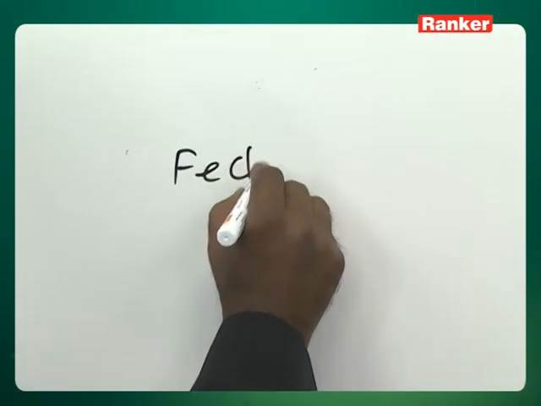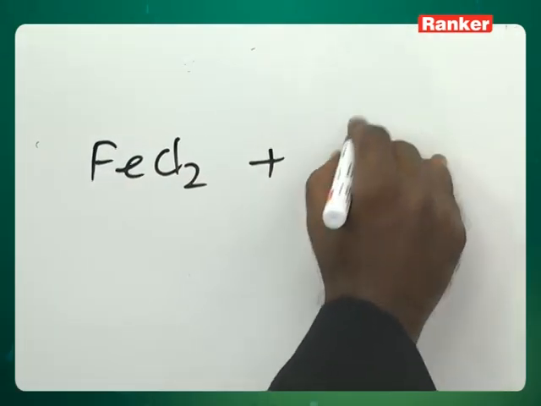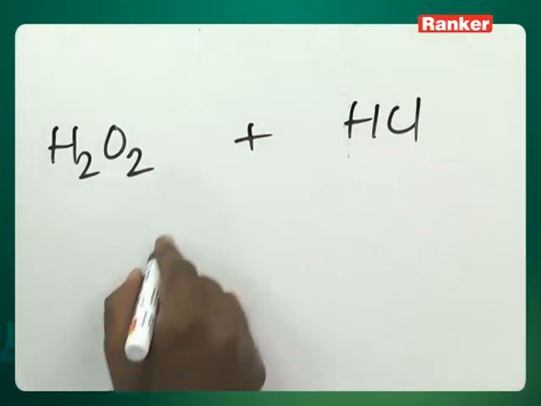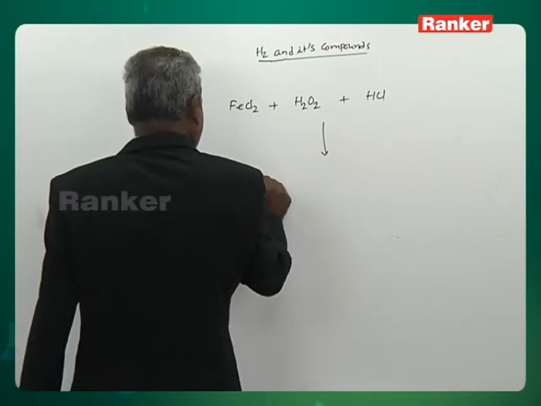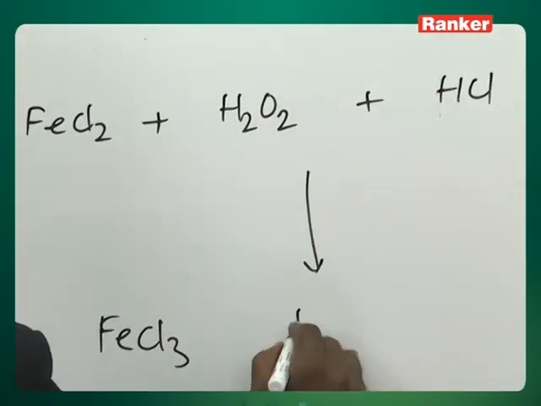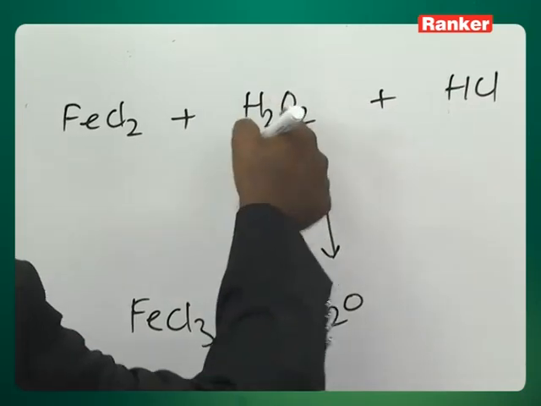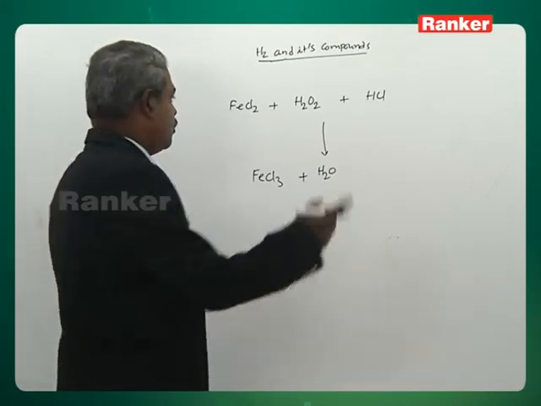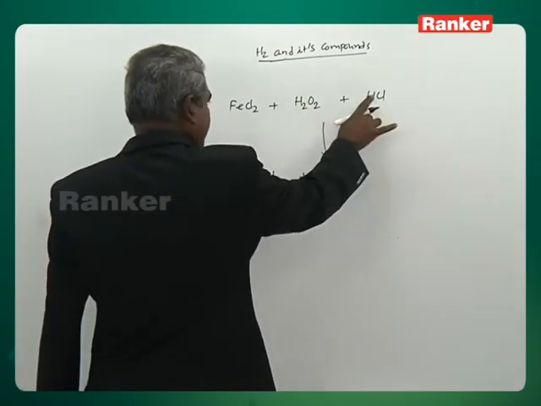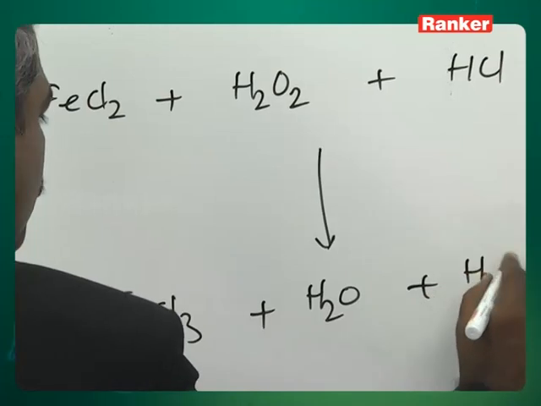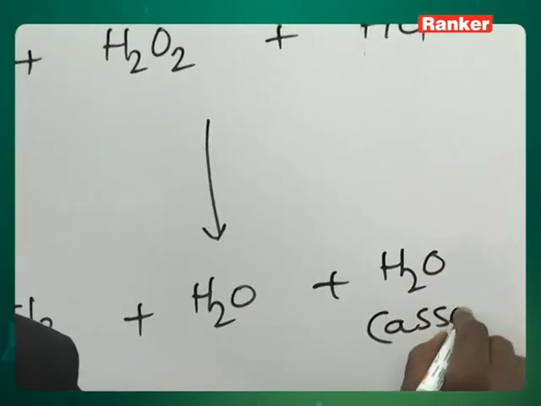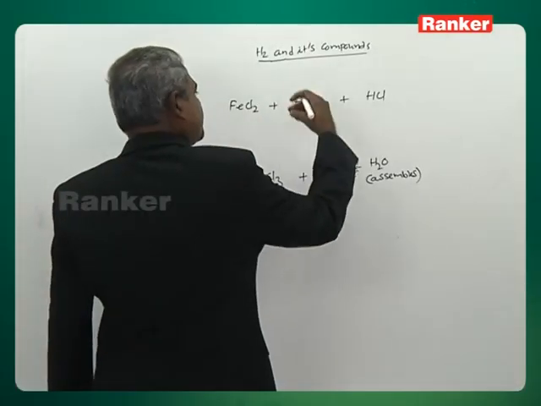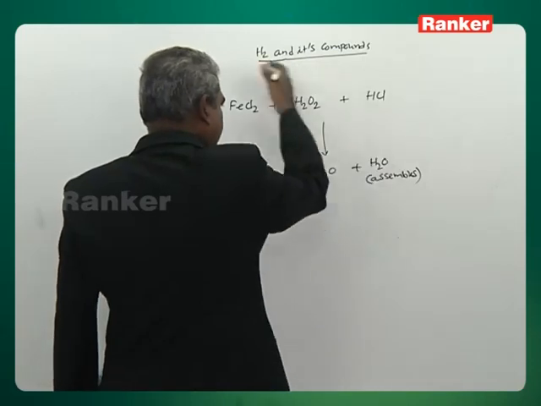FeCl2 plus H2O2 plus HCl. It becomes FeCl3. H2O2 becomes H2O. And what happened to that extra oxygen? The additional oxygen, the second oxygen of H2O2. That oxygen, the electrons here and the protons here, it becomes H2O. I call it the assembled H2O. Assembled in the sense, electrons from one place, oxygen from some other place, protons from the third one. I have assembled all of them.